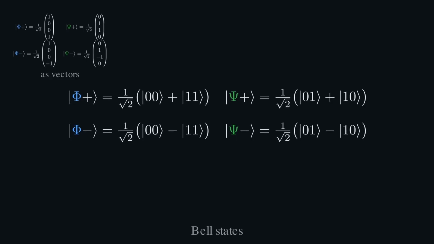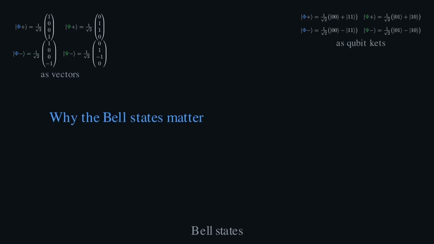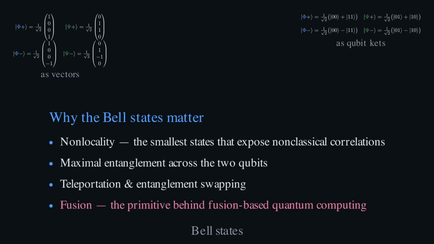These states are super important across all of quantum information for a number of reasons. They're the smallest states that expose non-classical correlations, which are important for non-locality studies. They are maximally entangled, and they're used in a number of protocols like teleportation and entanglement swapping, not to mention fusion in fusion-based quantum computing.